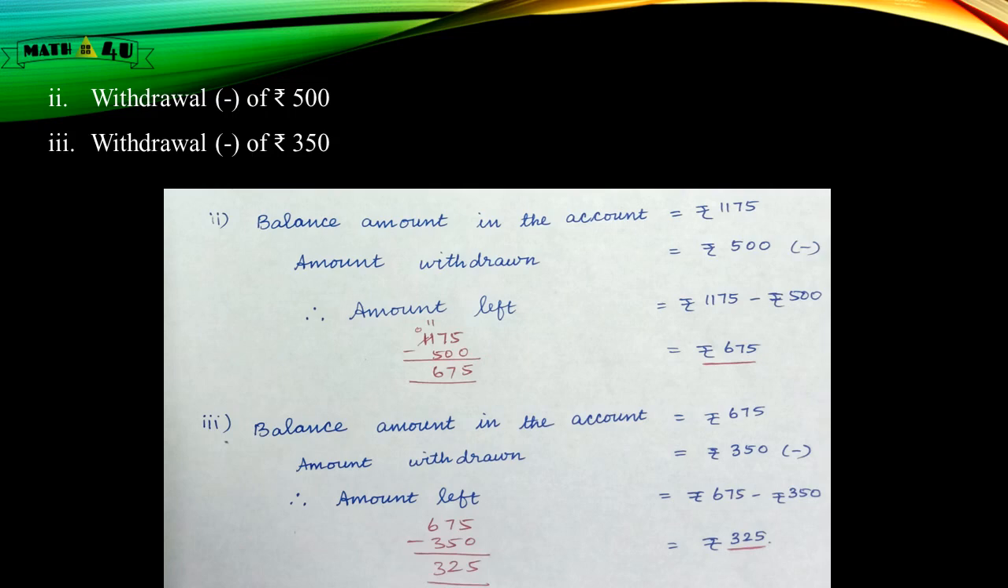Withdrawal of rupees 500. Withdrawal means you have to subtract. So now the amount in the account is equal to rupees 1175. From this you have to subtract rupees 500. Therefore the amount left will be equal to rupees 675. Next, again withdrawal of rupees 350. Now the balance amount in the account is rupees 675. Amount withdrawn is rupees 350. Therefore amount left will be equal to 675 minus 350, that is equal to rupees 325.